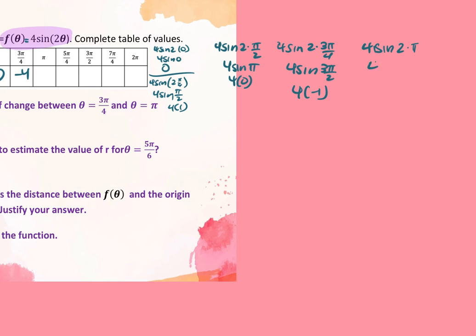At pi, it goes back to 0. And then it would go to positive 4, and then to 0, and then to negative 4, and then to 0. You would have plugged in all those points, okay? But we're going to save ourselves a lot of work. I'll just give you that pattern, okay?